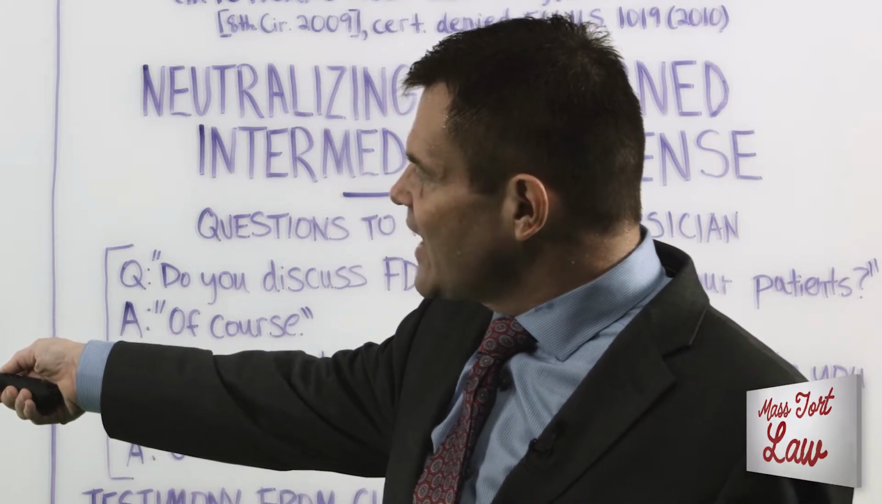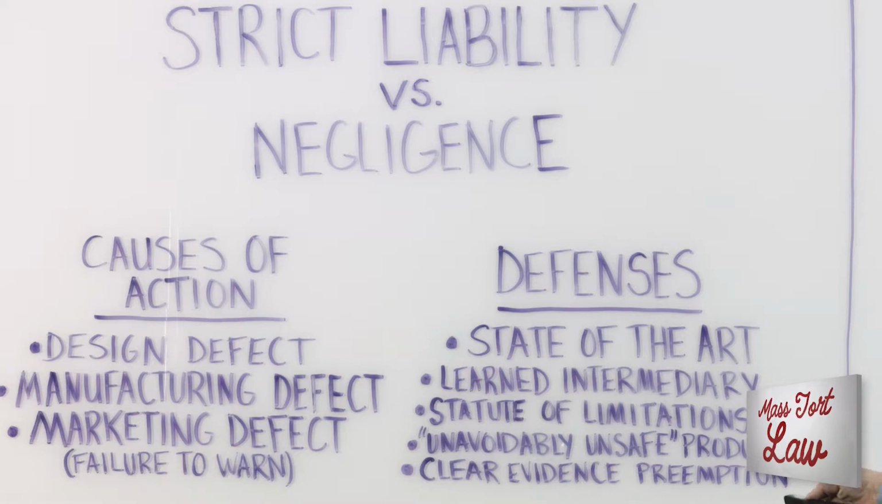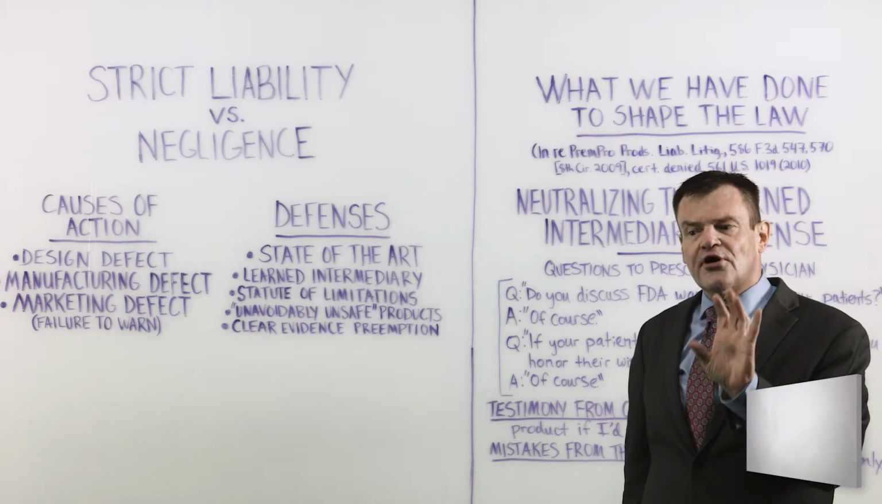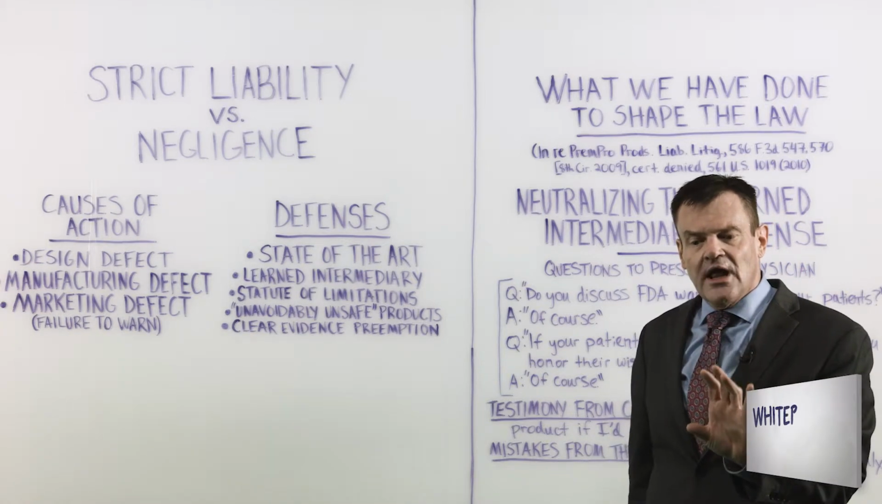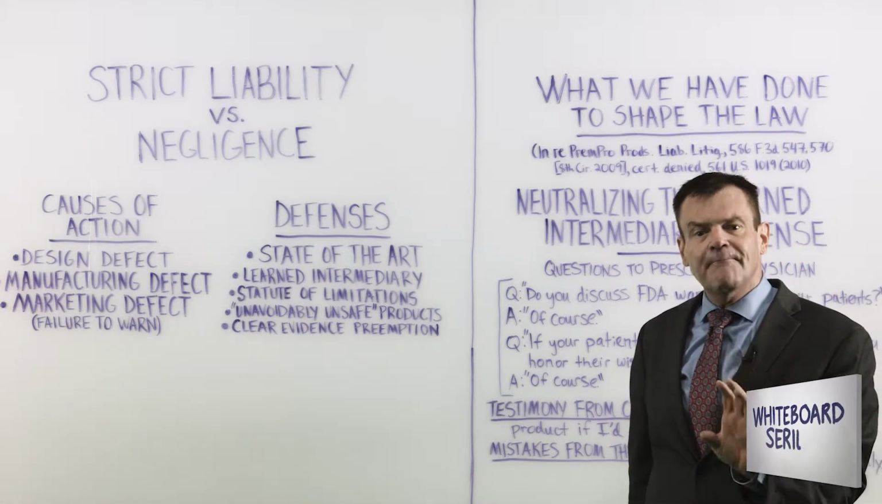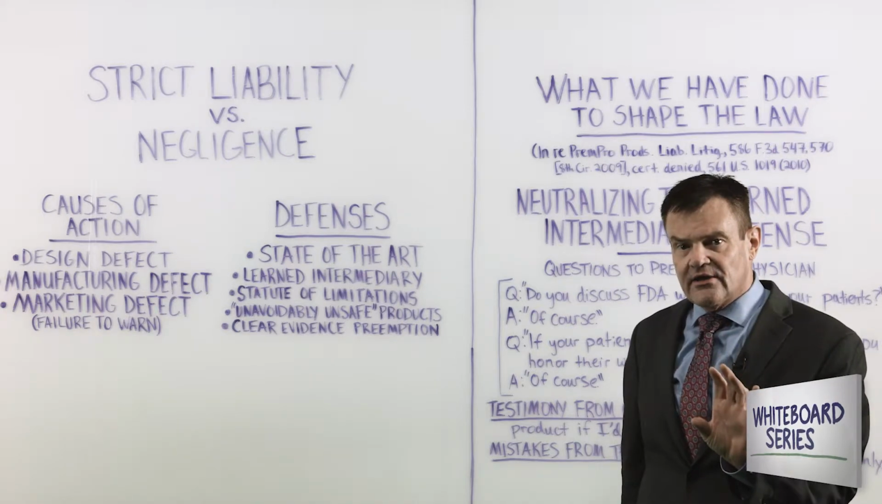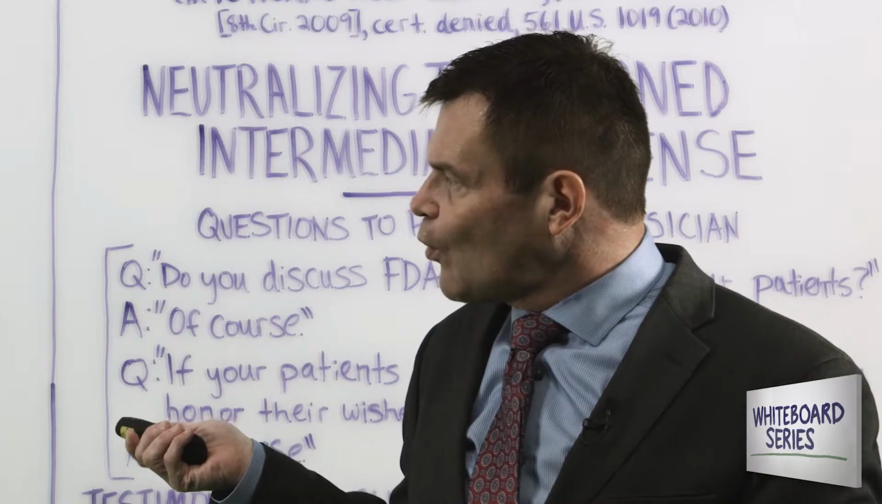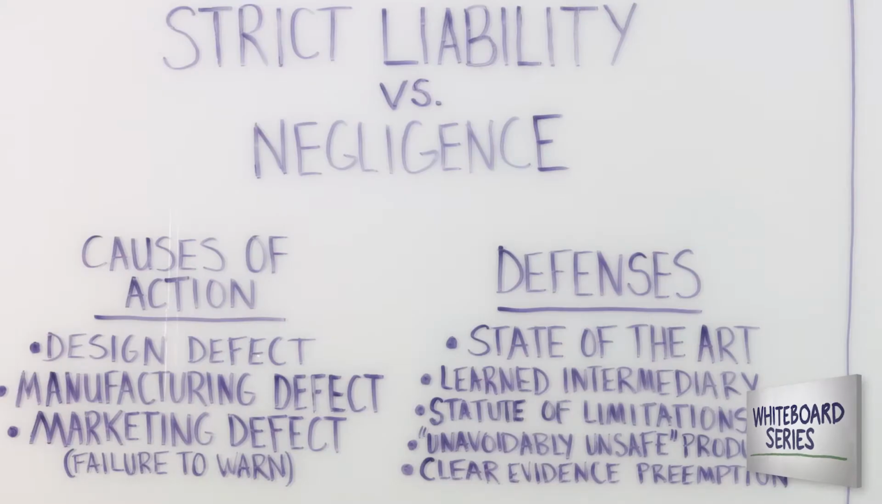Another defense is the unavoidably unsafe products defense. There's a doctrine in the law that says that there are certain products that are unavoidably unsafe. And if a product cannot be made any safer than it already is, the only thing the defendant has to do is to provide adequate warnings. So you don't have a design defect claim if there's an unavoidably unsafe product, so long as the defendant adequately warns about this unsafe product.